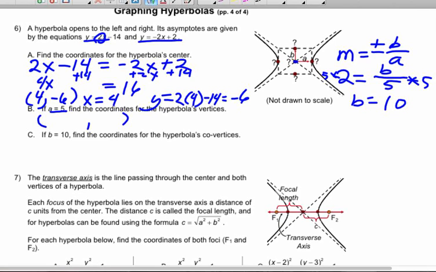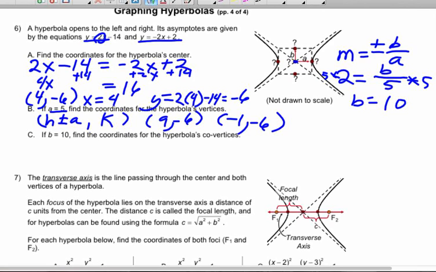So my vertex then is going to be h plus or minus a, and k. So my h is 4 from up here. So I'm going to have a 4, and my a is 5, so I would have 4 plus 5, which will give me 9, and my y is negative 6. And then I'm going to have 4 minus 5, which will give me negative 1, negative 6. And they're my two vertices.